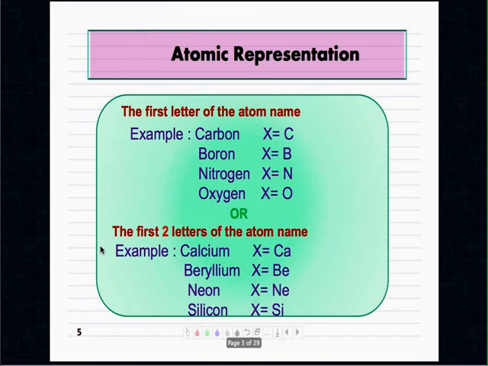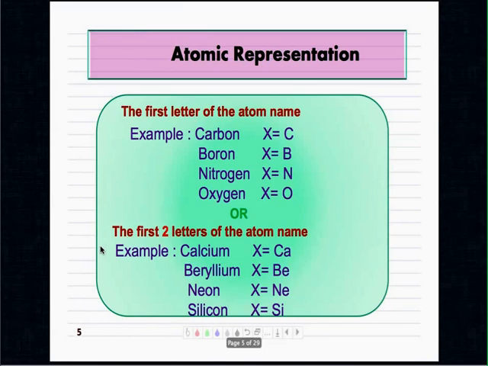The way that chemists usually do it is they take either the first letter of the name of the element as the symbol, or the first two letters. For example, in the case of calcium, we already have carbon that has the first letter as its symbol. This is why we take the first two letters, Ca, as the symbol. Because we have boron and we have beryllium, we take Be as the symbol of that element.